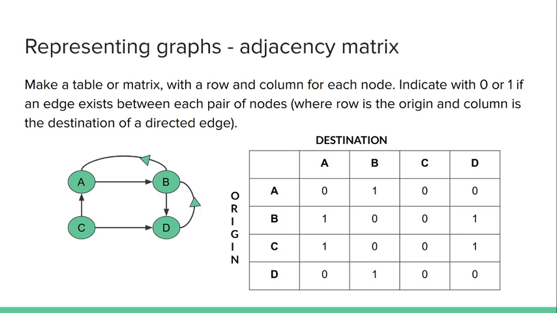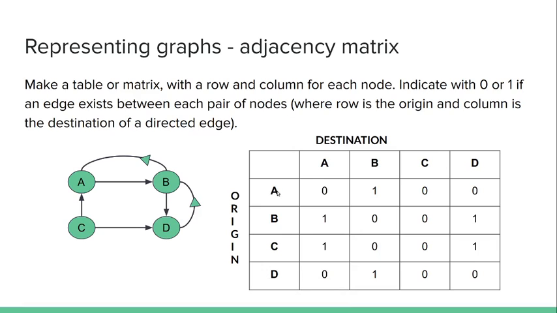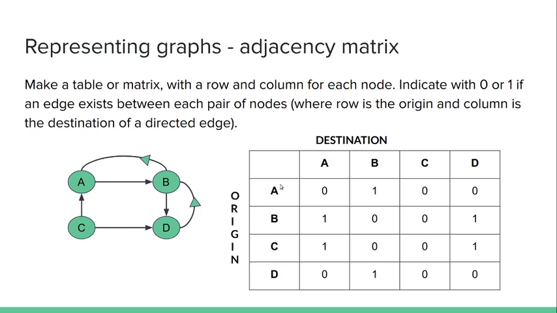So we have a two-dimensional data structure, and that's why we call it a matrix. But tables are also two-dimensional data structures. And we have 1 row for each node, and likewise we have 1 column for each node. And the rows represent the origin node, and the columns represent the destination node.